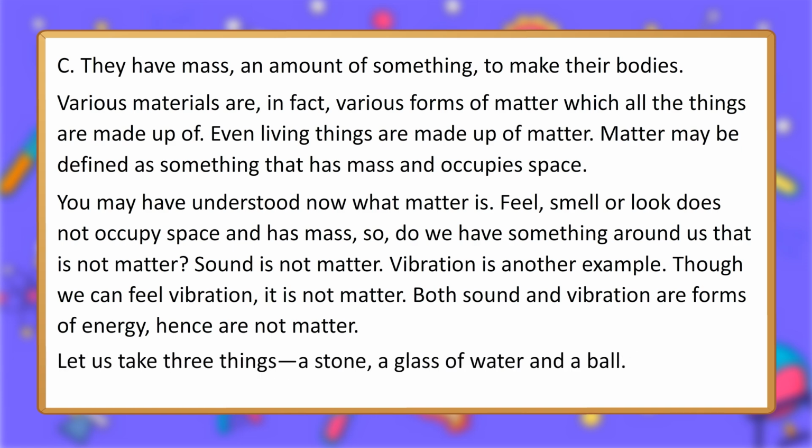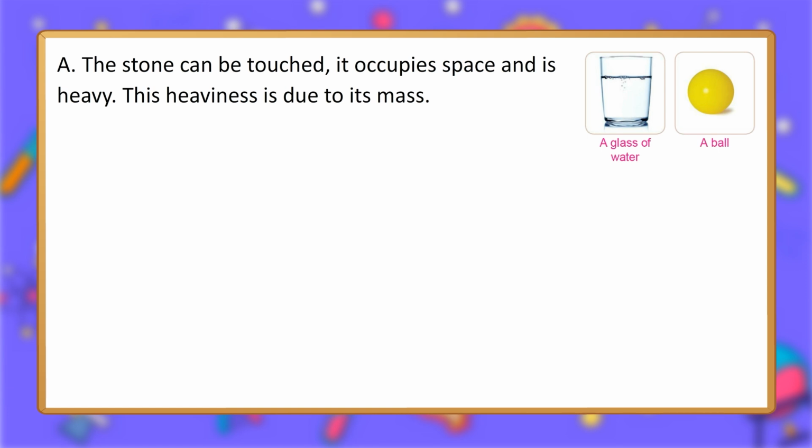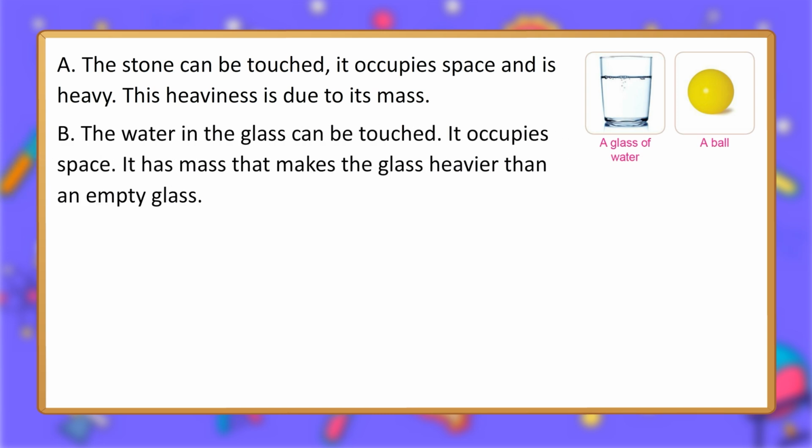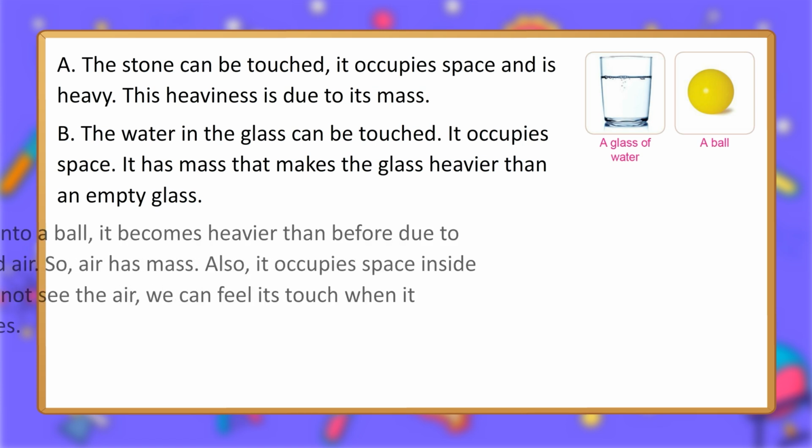Let us take three things: a stone, a glass of water and a ball. A. The stone can be touched. It occupies space and is heavy. This heaviness is due to its mass. B. The water in the glass can be touched. It occupies space. It has mass that makes the glass heavier than an empty glass.